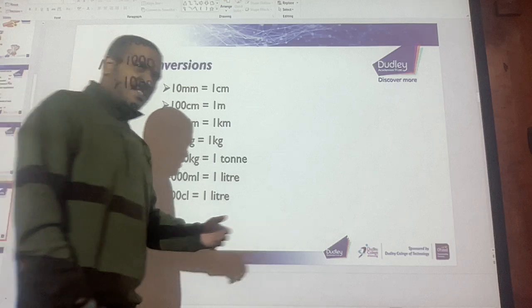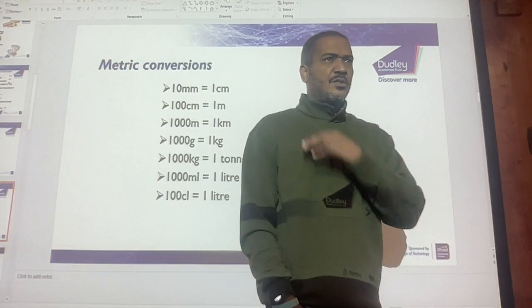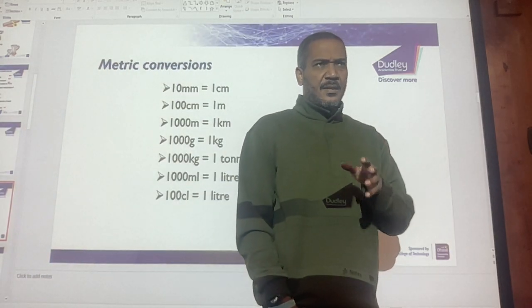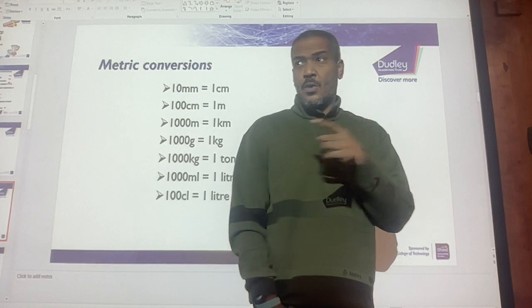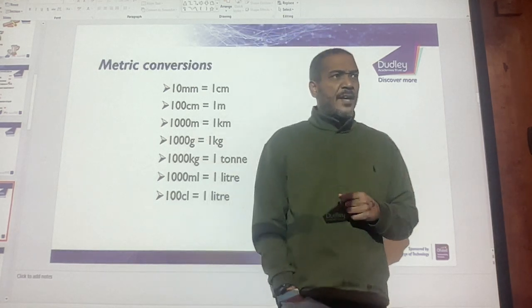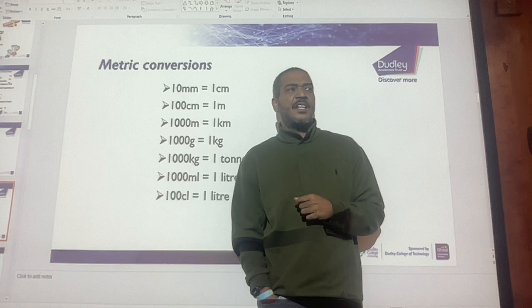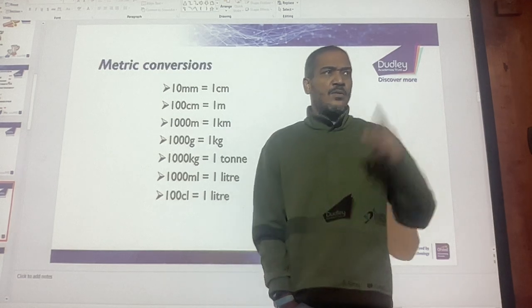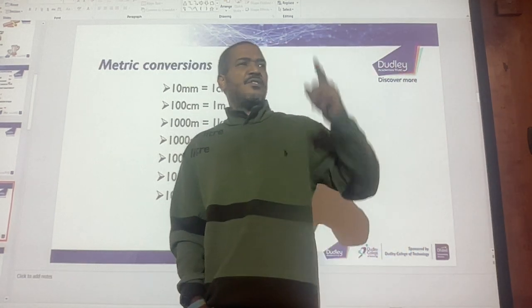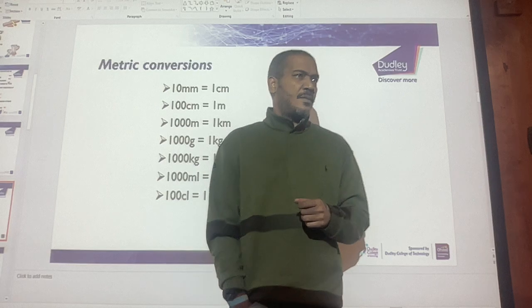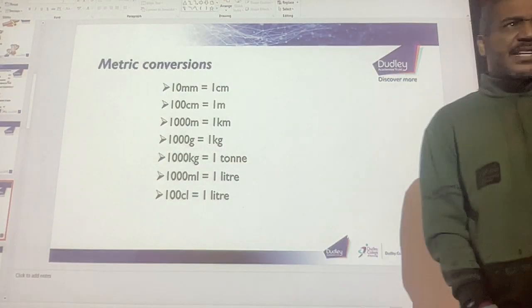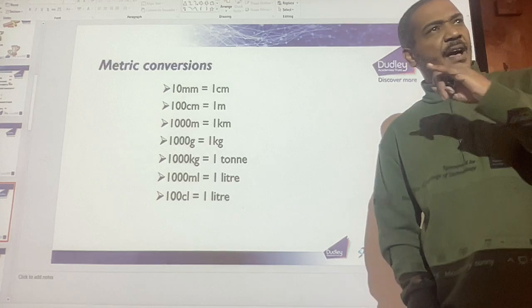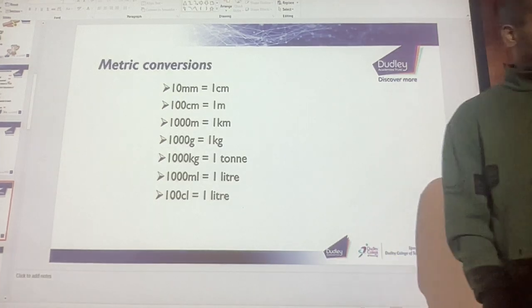12 inches in a foot, 5,280 feet in what? 1 mile. 1 mile has 5,280 feet. It has 1,760 yards. 1 inch has 2.54 centimeters.